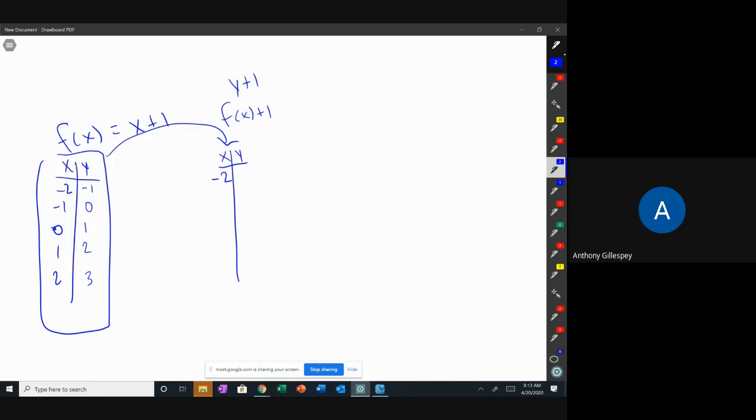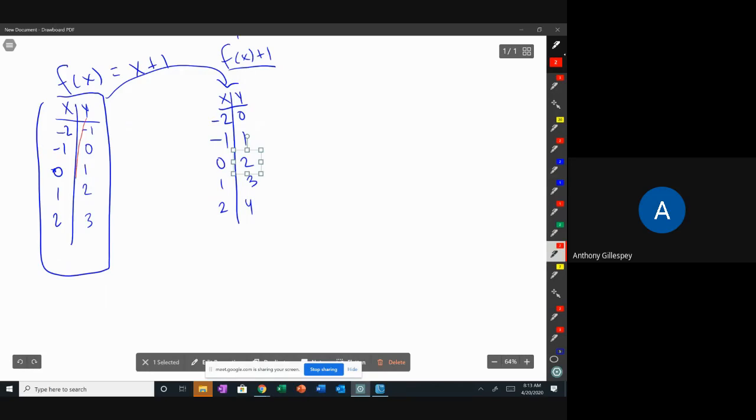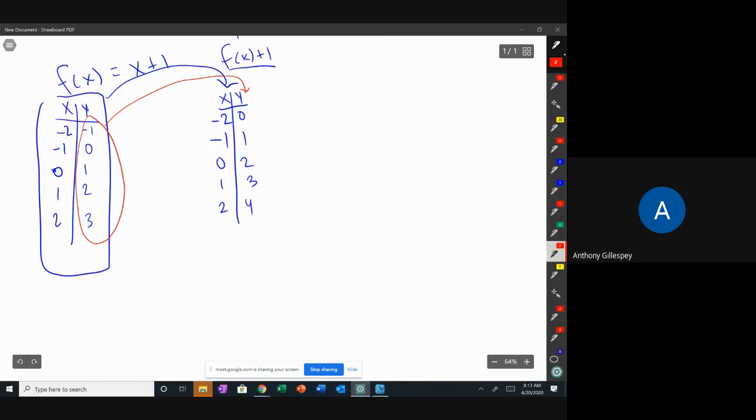So all I have to do is the y's are going to be adding 1. So if the x was -2, the y now is going to be, we're going to add 1 to it, so it's going to be 0. -1 will be 1. 0 will be 2. 1 will be 3. 2 will be 4. All I'm doing, if you can look at what I'm doing here, is those points are just getting added 1, right, to make these points.